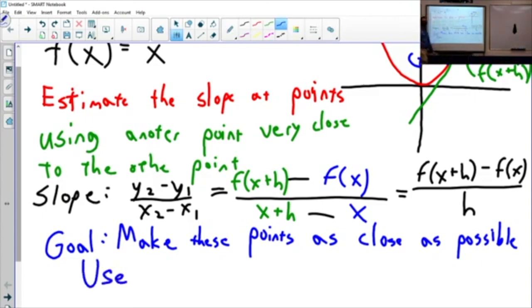So what are we going to use for that? What's a way that we can get closer and closer and closer to a value without actually getting there? Limits. We just did a whole chapter on it. It's limits. In other words, we want to make our points as close as possible. So we're going to use a limit.